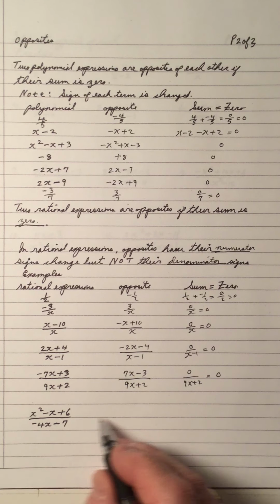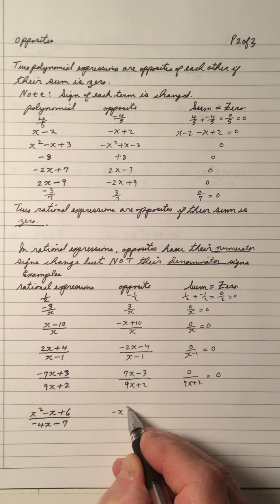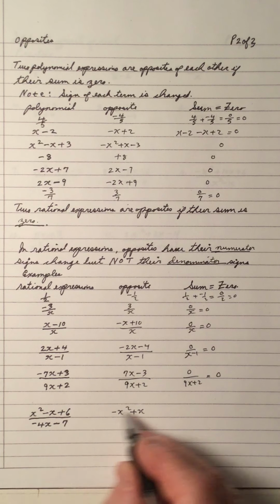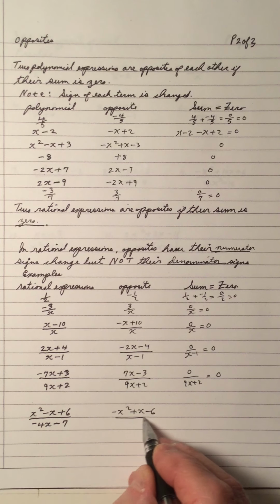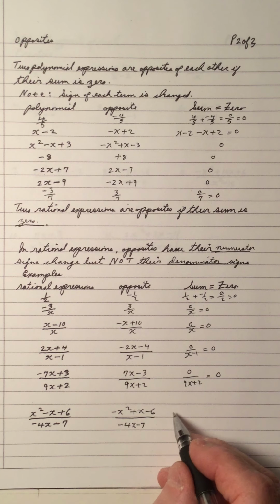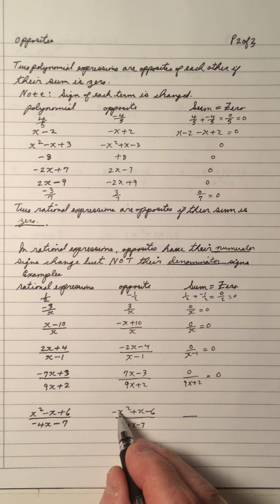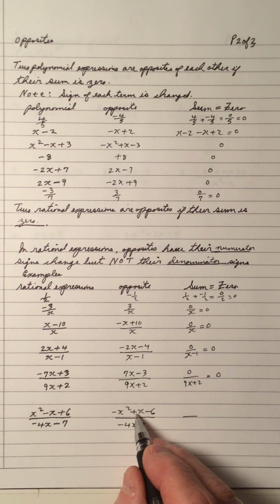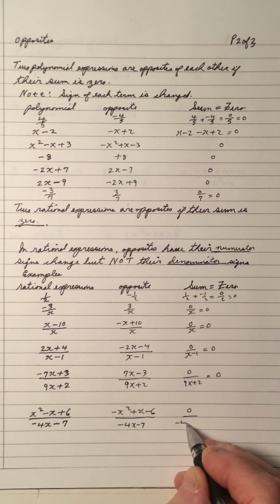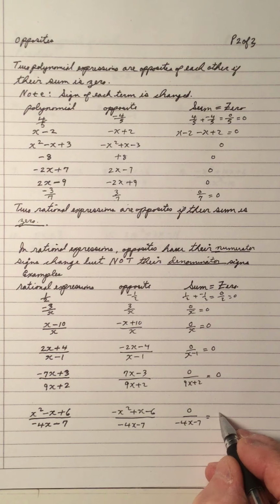And the opposite of positive x squared is negative x squared. Opposite of a negative x, positive x. Opposite of a plus 6, minus 6. All over the denominator. We do not change the denominator. And again, when we add x squared and negative x squared, 0. Negative x and plus x is 0. Positive 6, negative 6 is 0. All over negative 4x minus 7. 0 divided by that expression is 0.